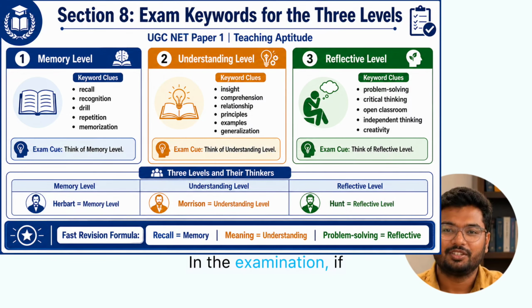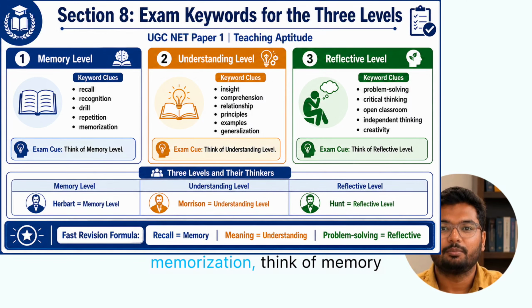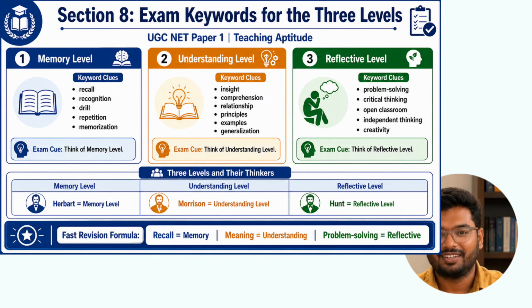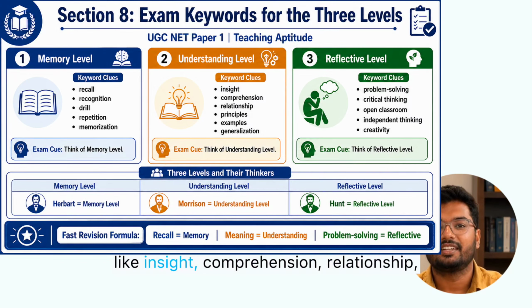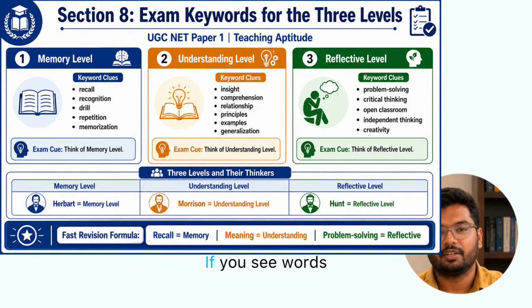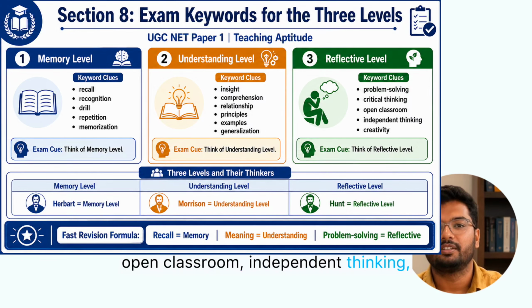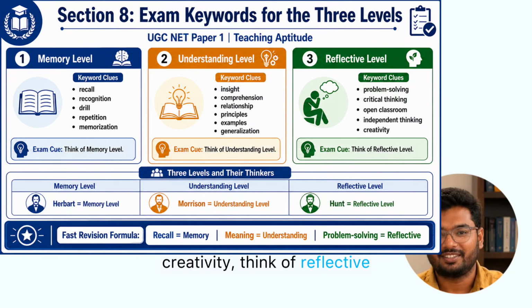In the examination, if you see words like recall, recognition, drill, repetition, memorization, think of memory level. If you see words like insight, comprehension, relationship, principles, examples, generalization, think of understanding level. If you see words like problem solving, critical thinking, open classroom, independent thinking, creativity, think of reflective level.